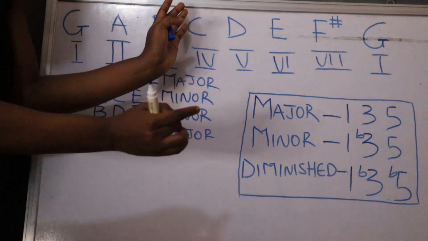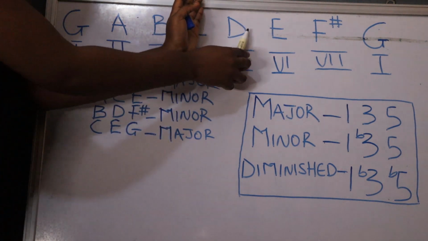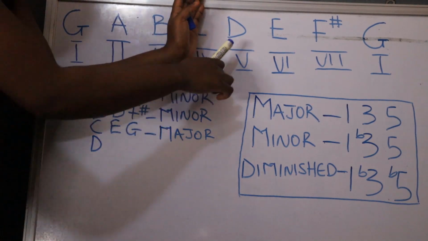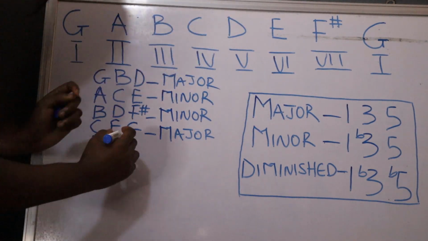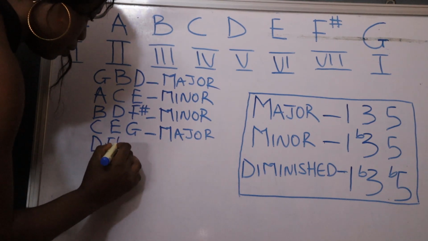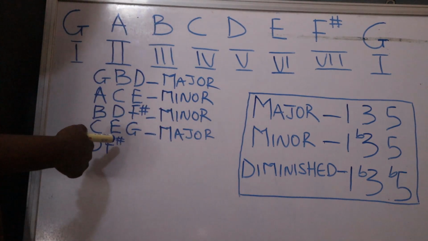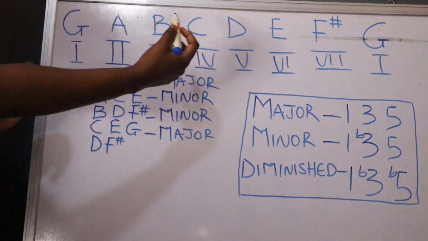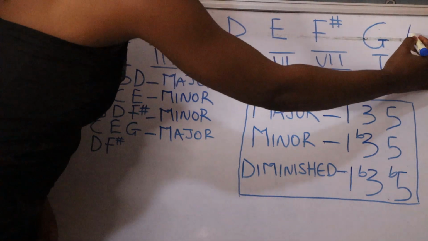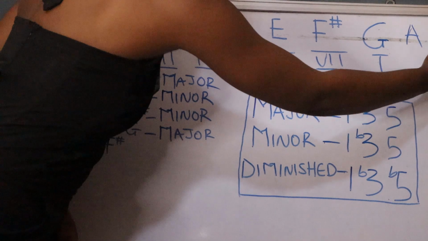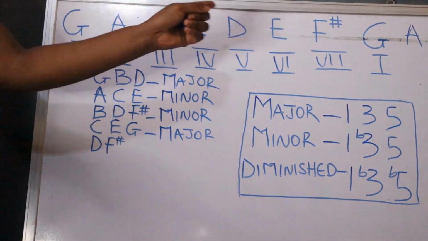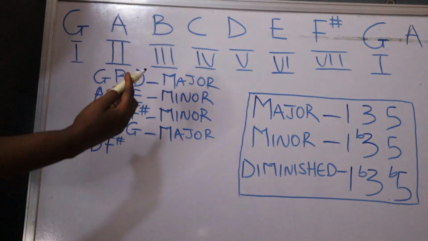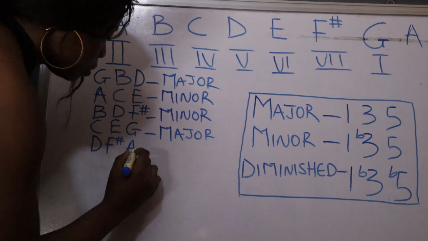D, going to the fifth one, 1, 2, 3, 4, 5. So making D the first, we have D, 1, 2, 3, F sharp, and then 1, 2, 3, 4. We're going back to A, because if this is like a loop, we'll still have G, A, B, C, and so on. It just keeps looping like that. So after F sharp, we go back to A. That's what I told you about octaves.